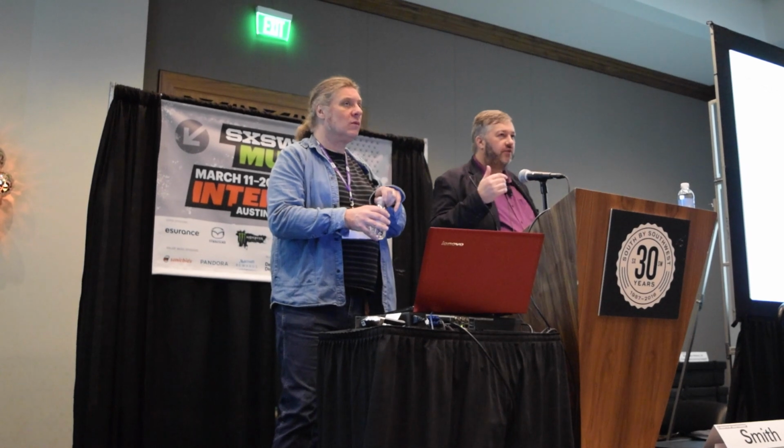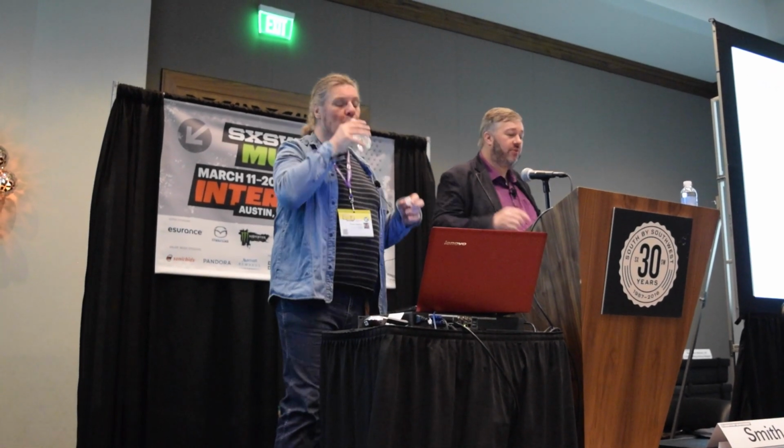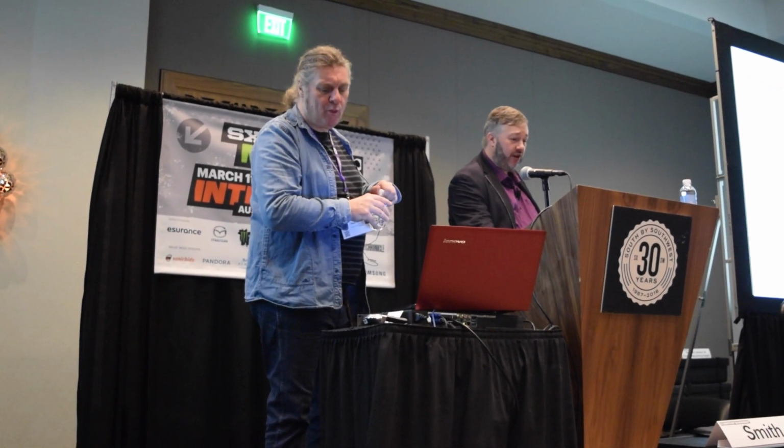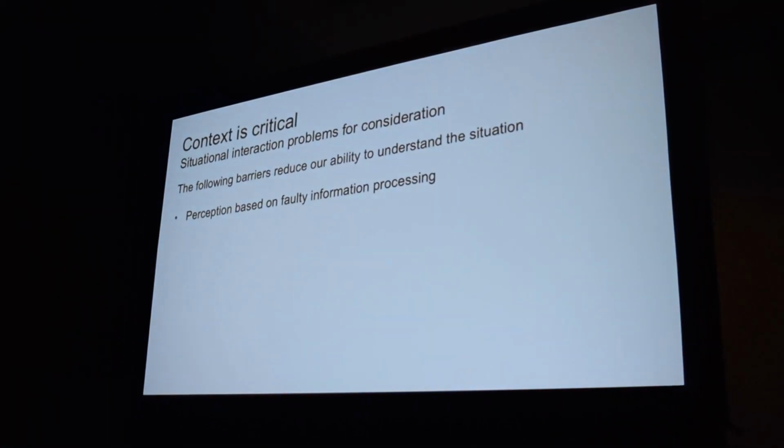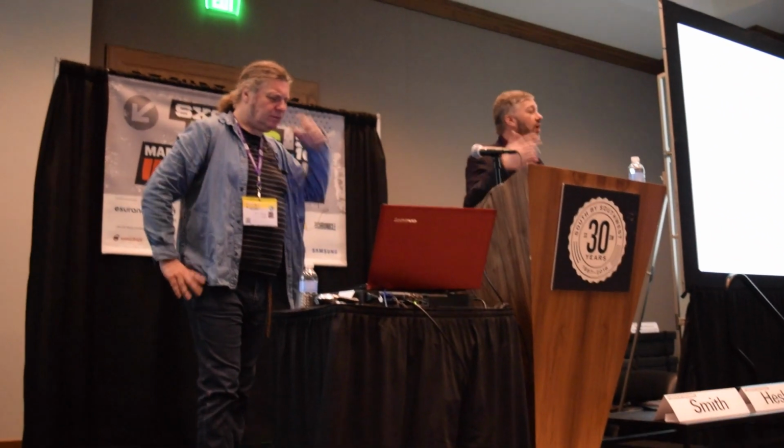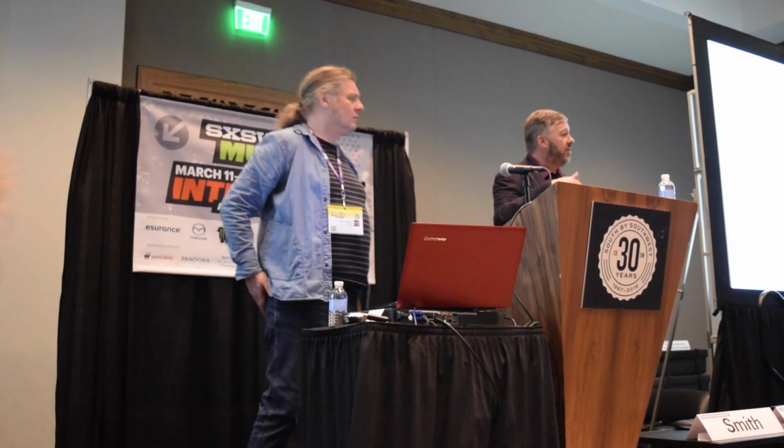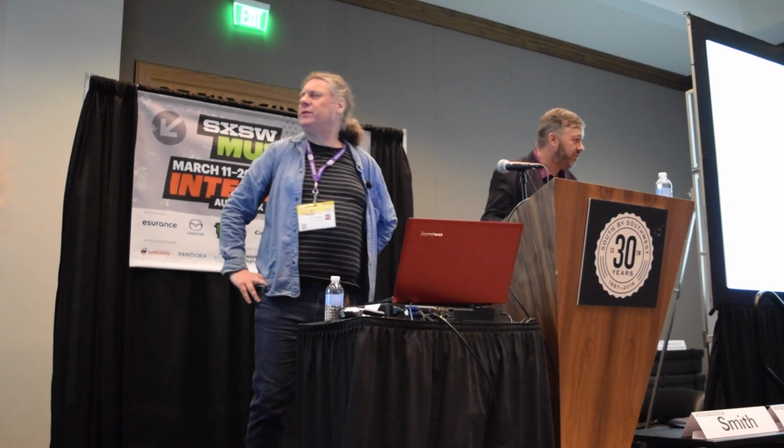So there are lots of barriers that reduce our ability to understand the situations around us. We actually have perception-based barriers: our ability to understand what we're seeing, what it means relative to other IoT devices, what it means relative to other real-world situations, and also our perceptions may be limited or controlled by our actual context in that minute.